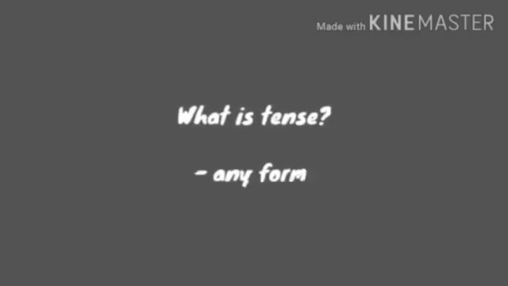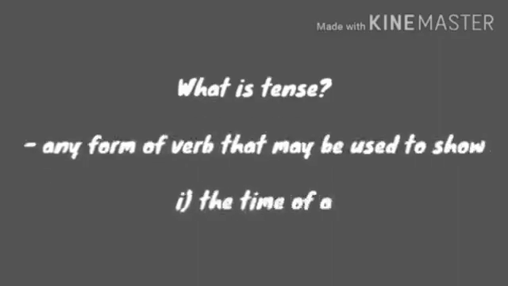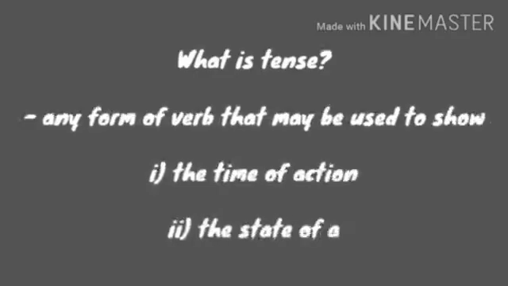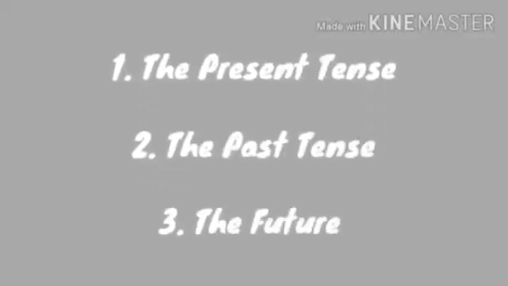Now what is a tense? Tense is any form of the verb which may be used to show the time of an action and the state of an action or an event. The tense of a verb shows the time when an action takes place. Now, as we know, there are three main tenses in English, which are the present tense, the past tense, and the future tense.